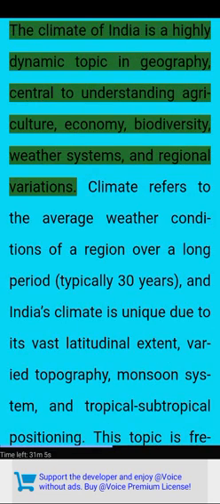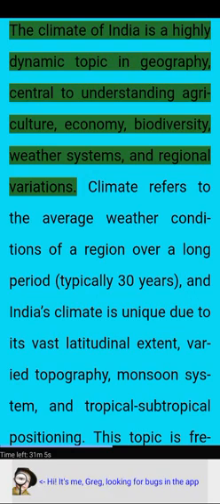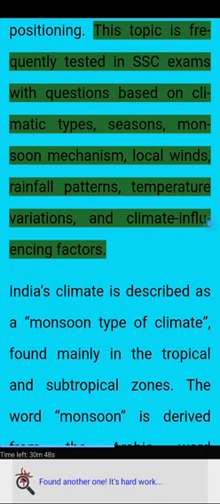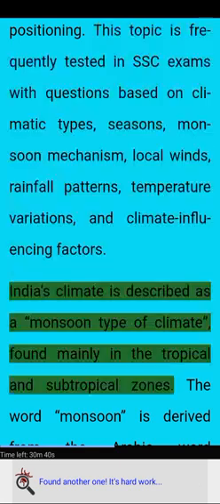The climate of India is a highly dynamic topic in geography, central to understanding agriculture, economy, biodiversity, weather systems, and regional variations. Climate refers to the average weather conditions of a region over a long period, typically 30 years, and India's climate is unique due to its vast latitudinal extent, varied topography, monsoon system, and tropical-subtropical positioning. This topic is frequently tested in SSC exams with questions based on climatic types, seasons, monsoon mechanism, local winds, rainfall patterns, temperature variations, and climate influencing factors.